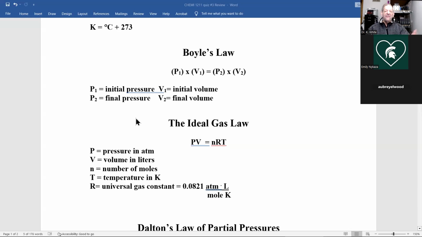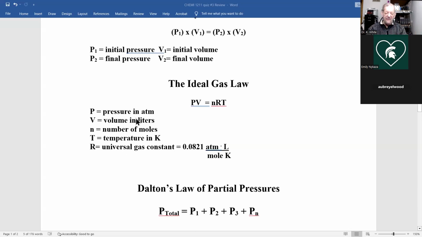But next, my favorite mathematical formula in chemistry is the ideal gas law. PV equals nRT. P is pressure. V is volume. N is moles. R is the universal gas law constant for this class, 0.0821 atmosphere liters per mole K.